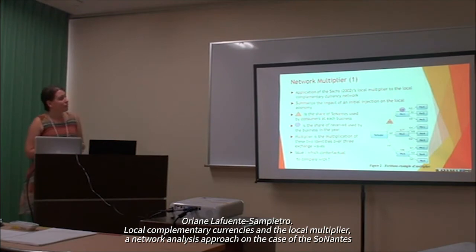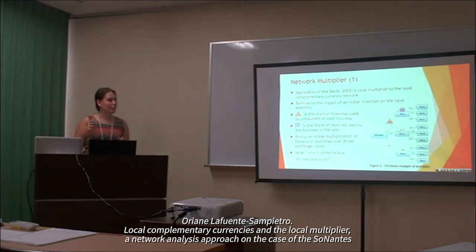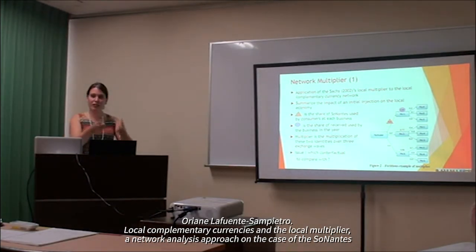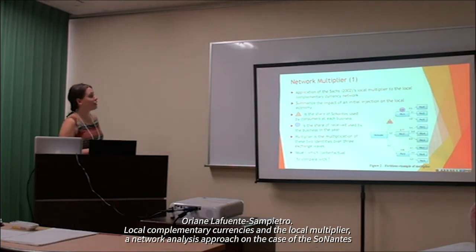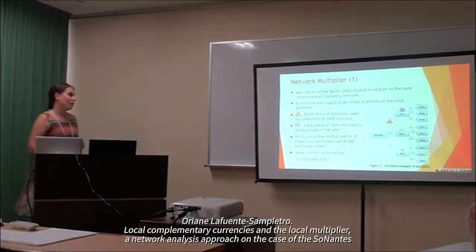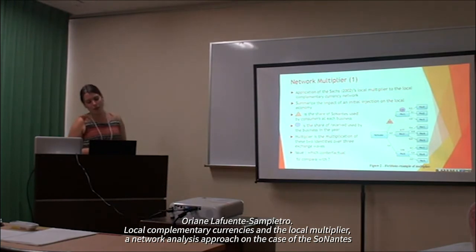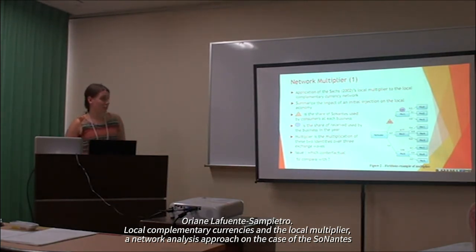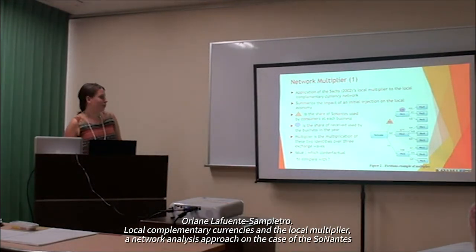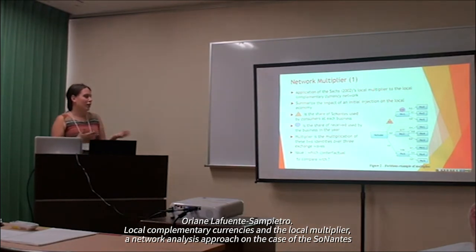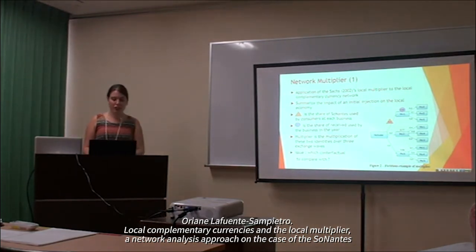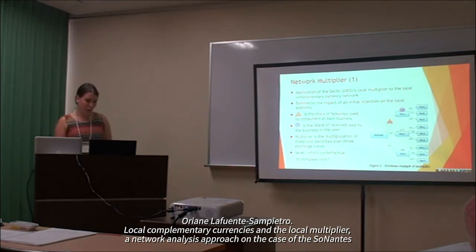I propose another indicator that for me is closer to the circulation of how the money is going. When you do an injection, how the money will circulate inside the network. So it's an application of Sachs methodology and the local multiplier to the local complementary currency network. So I call it a network multiplier because we stay in the network. And I think it summarizes more the impact of the initial injection on the local economy.